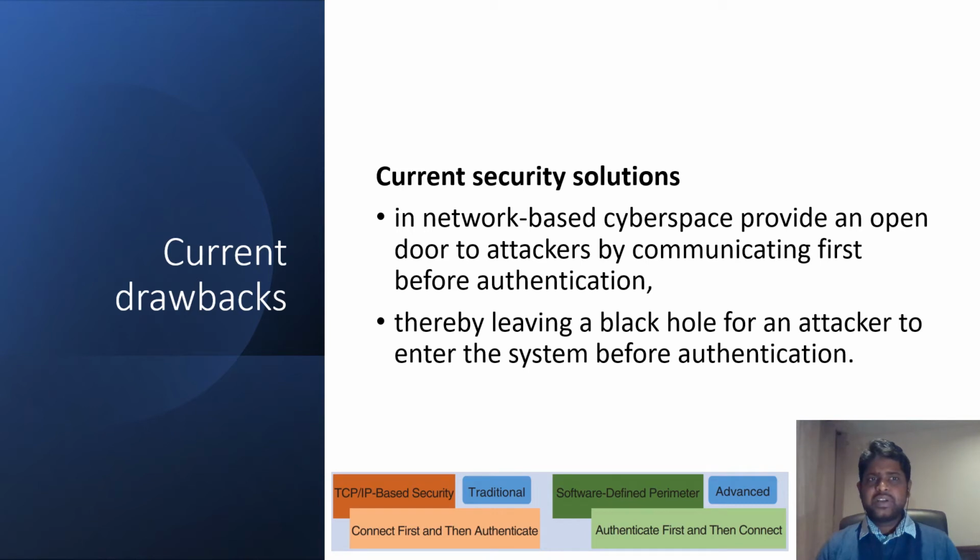After transmitting many of these hello packets, they authenticate each other, that the other device is an authentic node within the network. With this overall process, the attacker gets a big hole, or a chance to participate in the communication process. But the software defined perimeter is saying let's authenticate first before connect. Let's look into it very quickly.